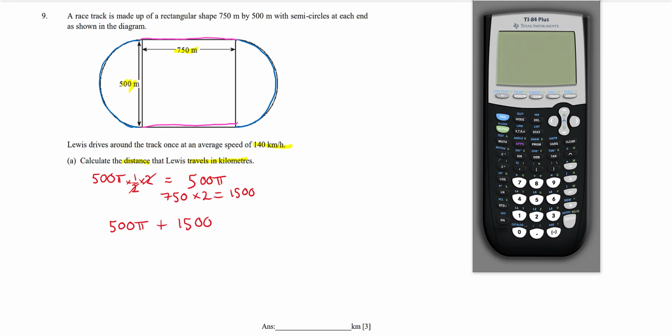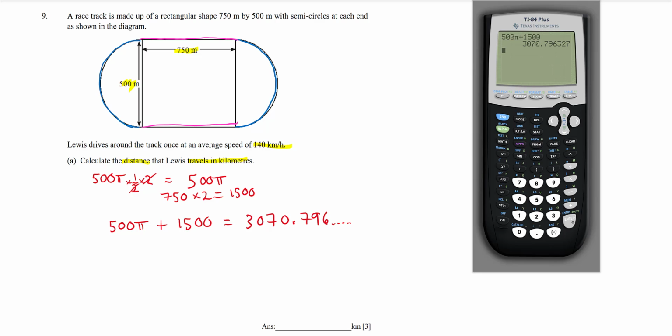So that would be the exact answer. But if we get our calculator out, we can work it out and round it to 3 significant figures. So we have 500 pi plus 1500, and that is equal to 3070 point, and then a bunch of stuff after that.